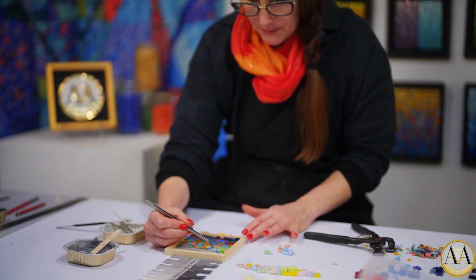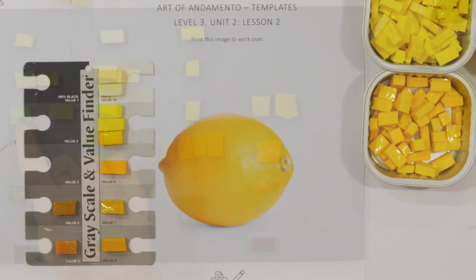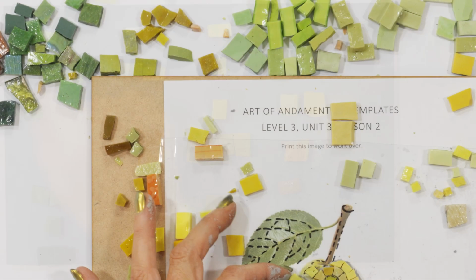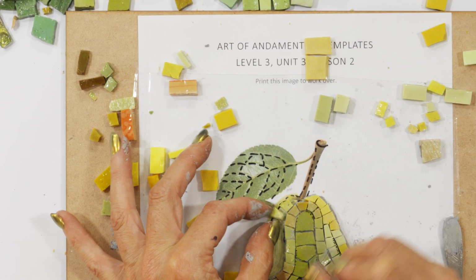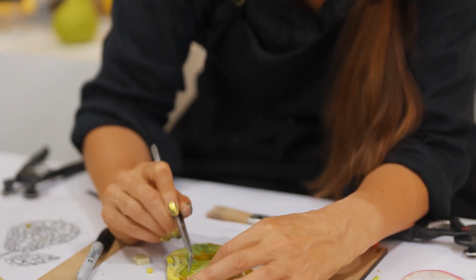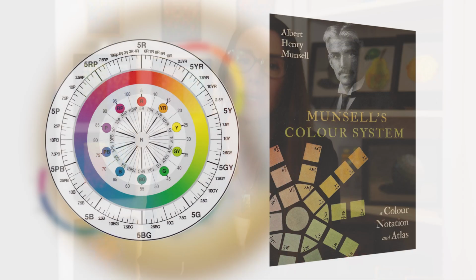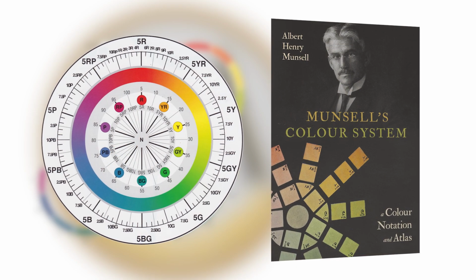That is what Level 3 is about. It teaches you to understand the how and why of colour. I want you to move from feeling your way through colour to thinking your way through it as well. In this level, we teach you to use a colour system to map out the important dimensions of colour. And the system we use here at the Art of Andamento is the Munsell Colour System.